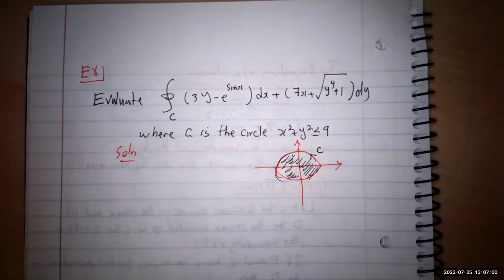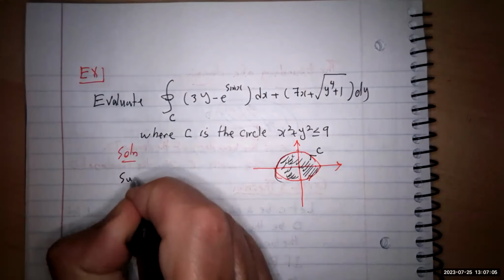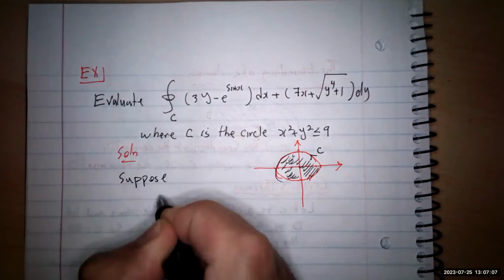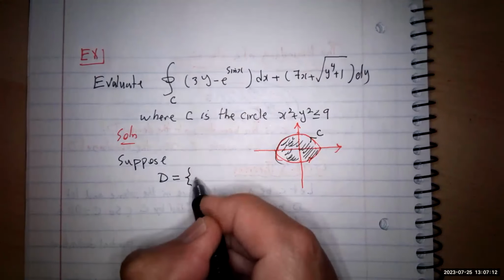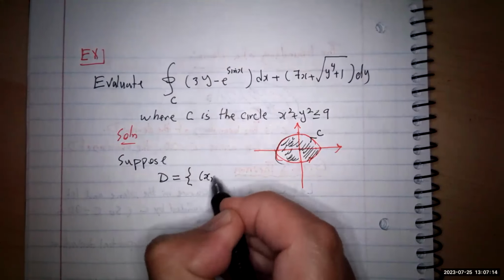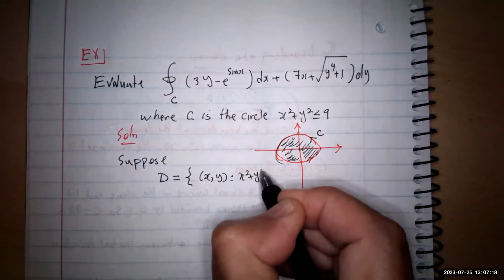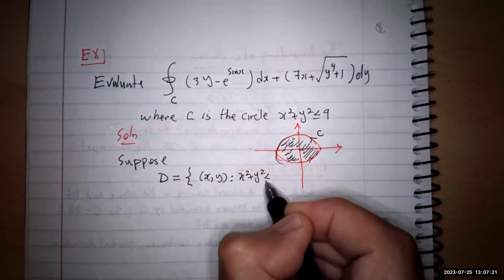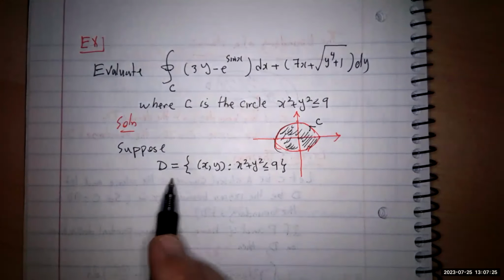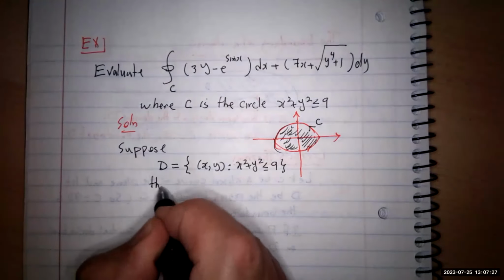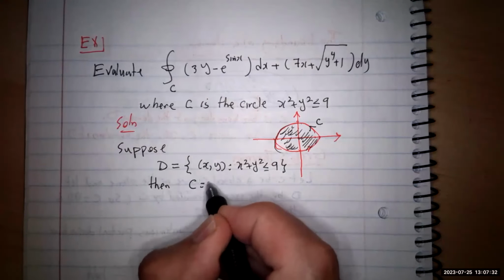So what you are going to do, you are going to introduce your D, the domain. You say, suppose I pick the domain to be just the same thing. It's going to be the collection of points x and y such that x squared plus y squared is less than or equal to the radius squared. So this is going to be your domain. If you pick this one to be the domain, then you can realize that C would be simply the boundary of your domain.